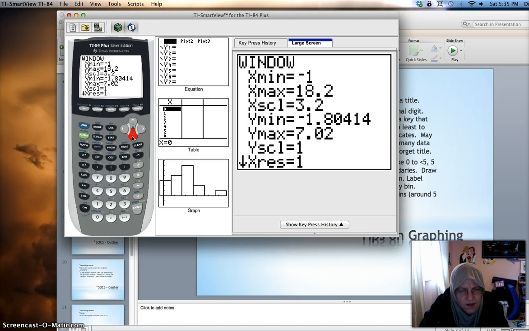I think our highest number was 15, so maybe we'll try 16 for our X maximum. X scale is where you're telling it what you want the bin width to be. I'm going to try going by 2s because that makes more sense to me than 3.2. And then these numbers I might need to adjust after I look at this graph, if some of the bins are too tall and I can't see them in my window. Otherwise, I'm just going to leave that alone.